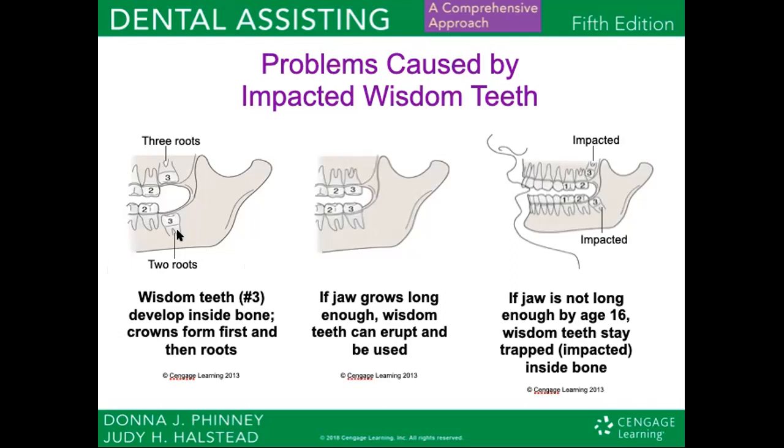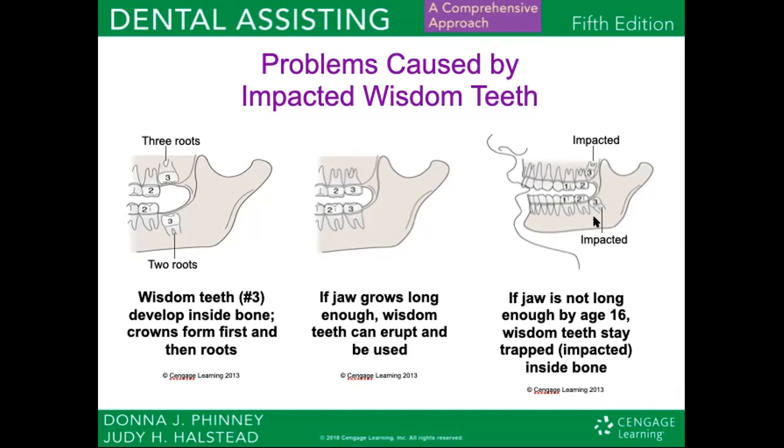The wisdom teeth will develop inside the bone. The crowns will form first, and then the roots. So if the jaw grows long enough, the wisdom teeth have room to erupt, and then they can be used normally. And here we wouldn't have to take the wisdom teeth out. But like most cases, if the jaw is not long enough, by age 16, sometimes 18, the wisdom teeth may stay trapped. Here we have the jaw not long enough, so the wisdom teeth try to grow in at this funny angle, and they trap themselves by kind of impacting that tooth number 2.